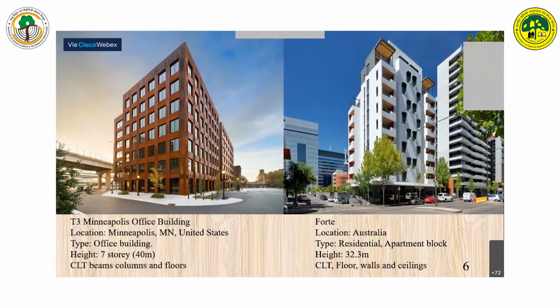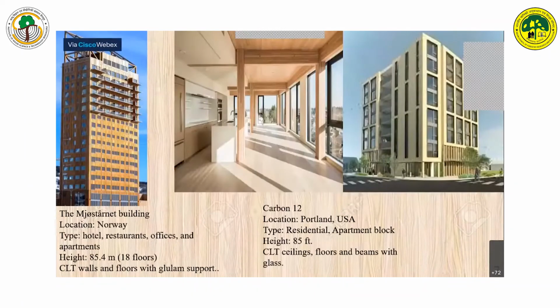In this, CLT floors, walls, and ceilings have been used in the form of cross-laminated timber. Next one is the Mjøstårnet building. It is also situated in Norway. This is a hotel, restaurant, and office building, rising up to 18 floors or 85.4 meters.